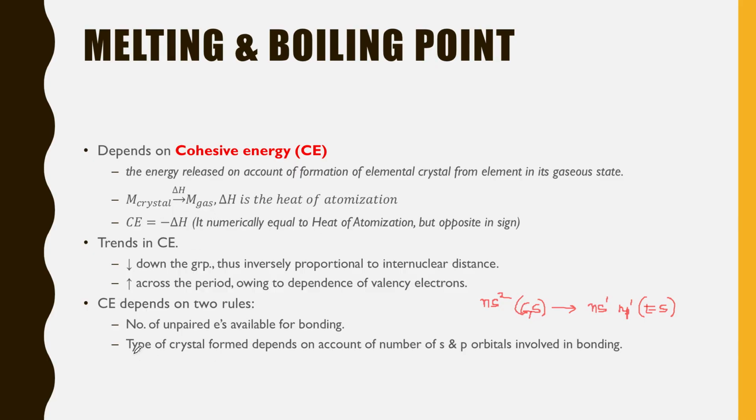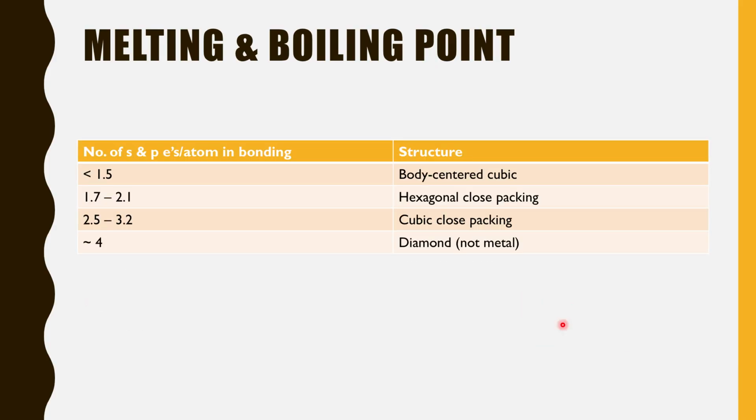Okay. Now, there is another factor on which it depends, and that is the type of the crystal. Depending upon the number of electrons in the s and p orbitals available for bonding, the crystal structure that is formed is decided. I have shown a table in the next slide. You will see that when the number of s and p electrons participating in the bonding is less than 1.5, the structure that is formed is body centered.